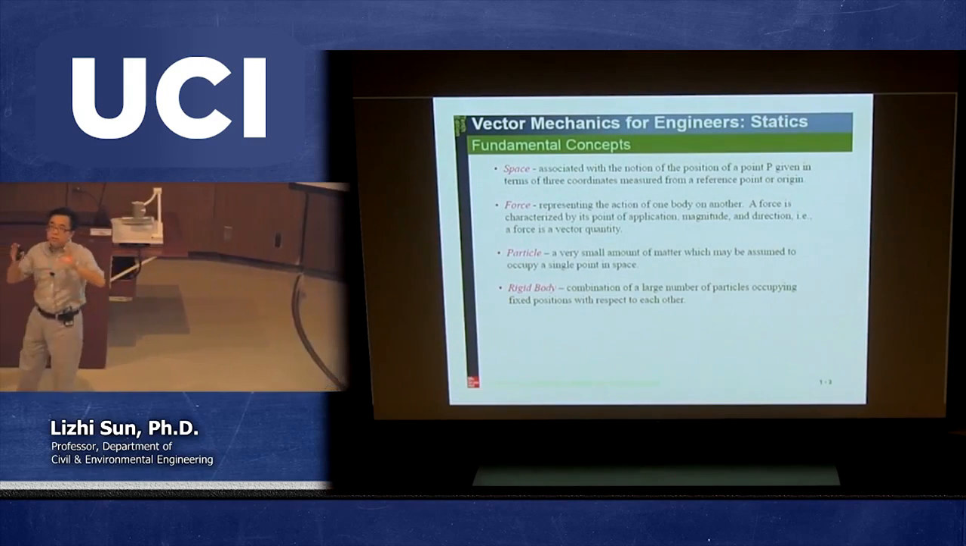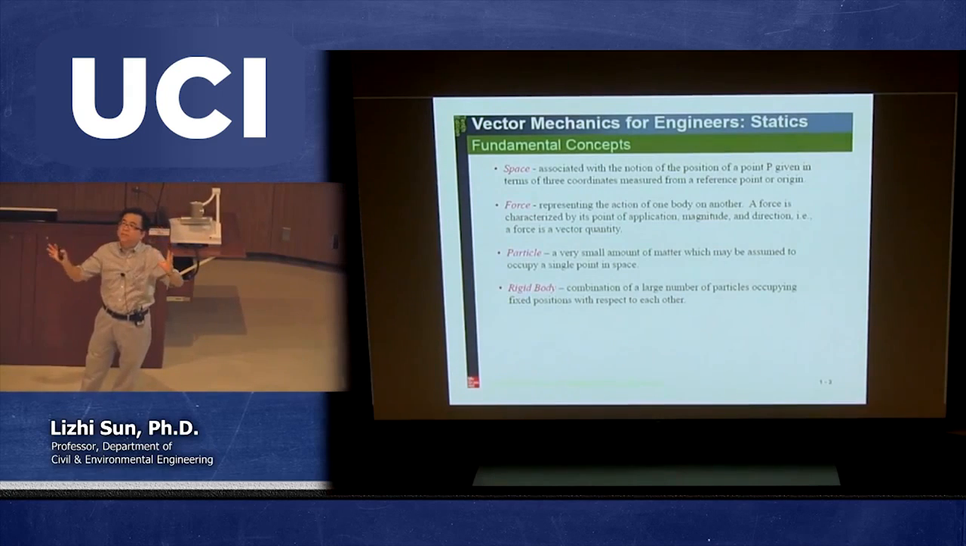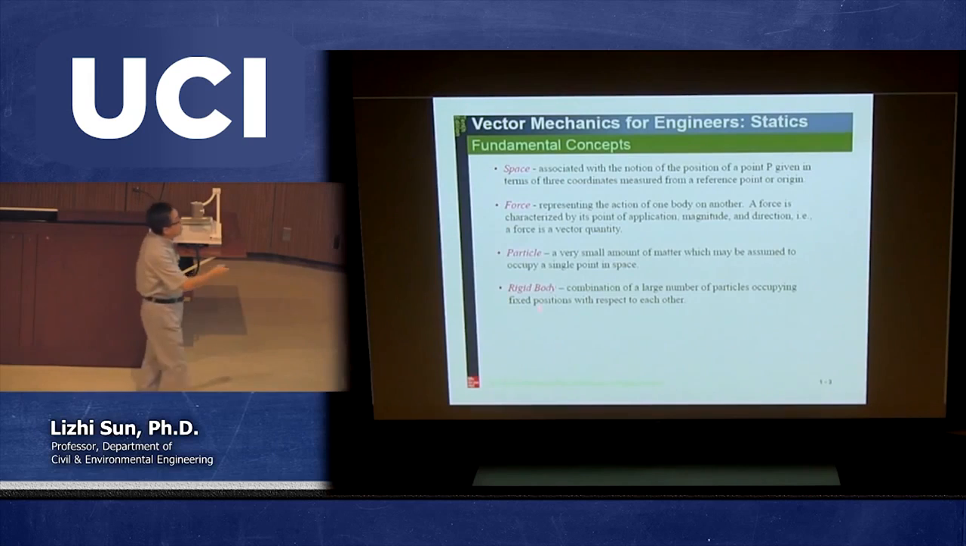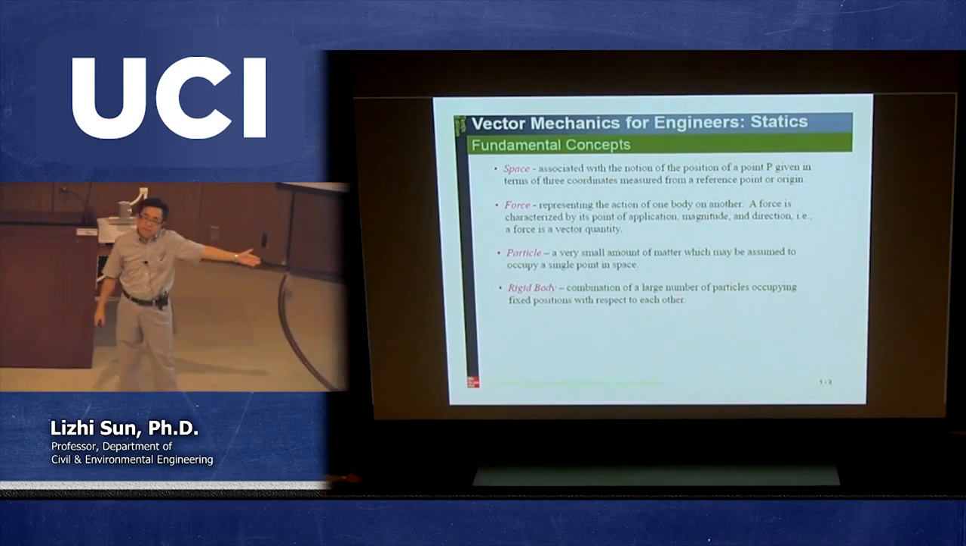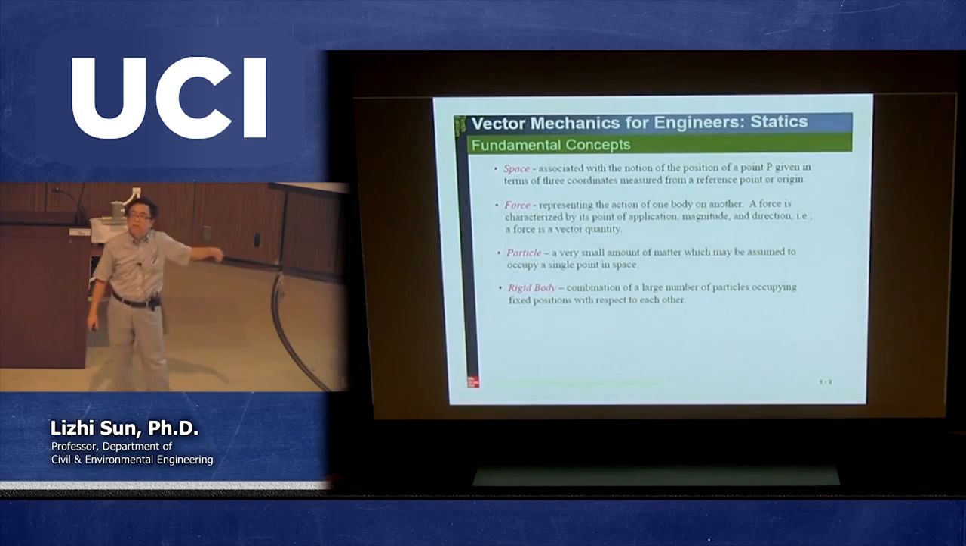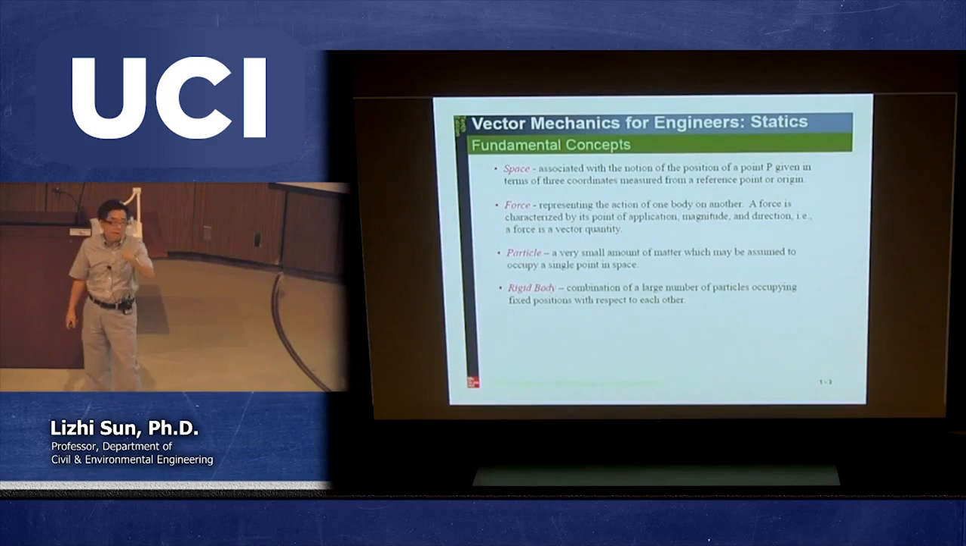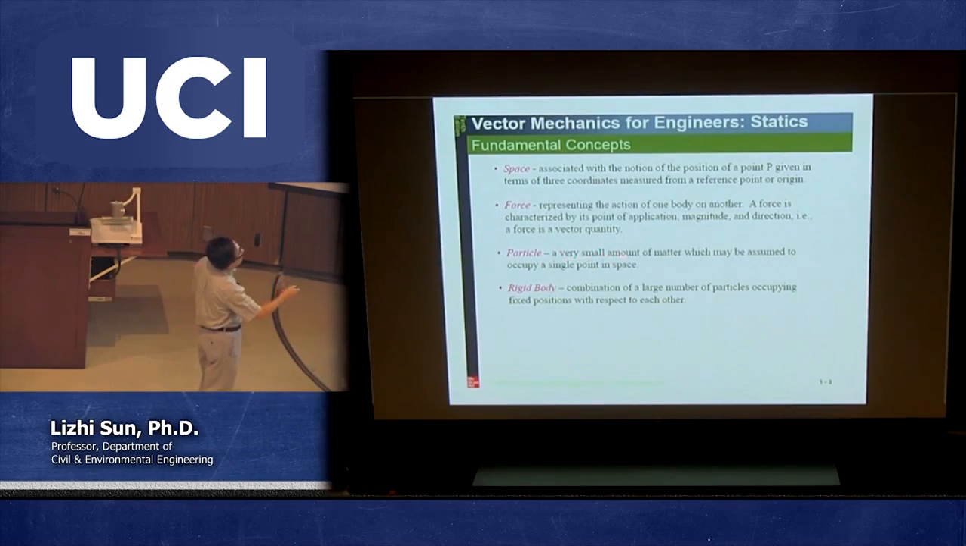This statics is to deal with forces acting on objects. The objects in this class are called rigid bodies. In other words, when we see this desk or the table, it's treated as an object. Not only an object, it's treated as a rigid body. So this rigid body with a certain size has infinite particles inside. But if we want to talk about one point, that's called a particle. So a particle doesn't have a size. We just treat this as one point, a material point. It's called a particle. There's no size. A very small amount of matter which may be assumed to occupy a single point in space. A single point means there's no distance, there's no size.